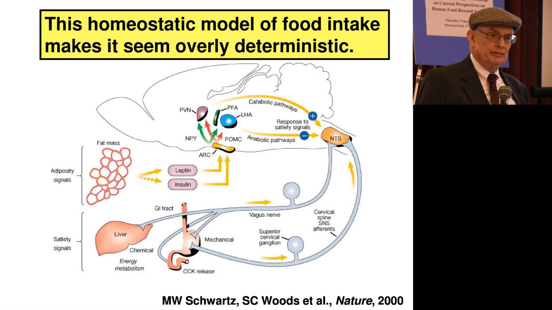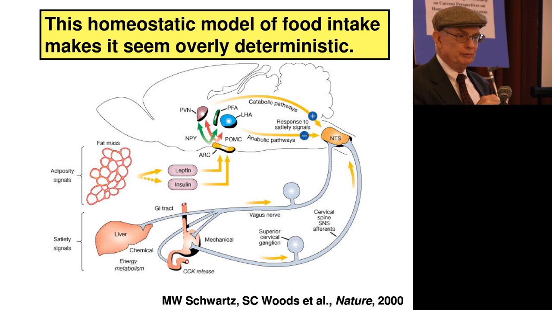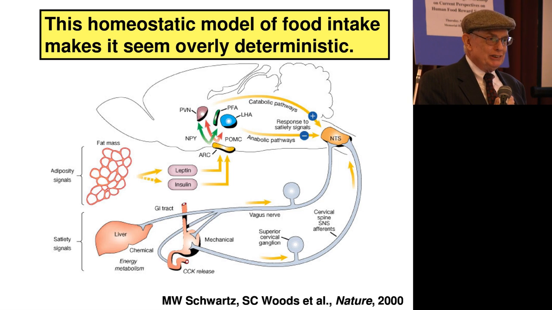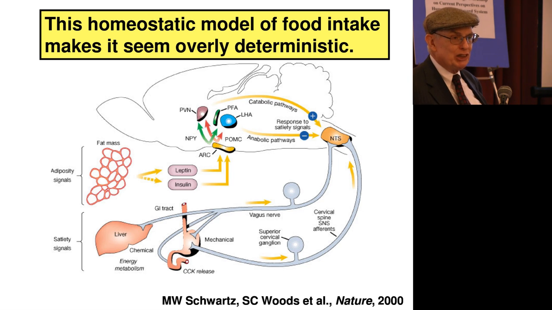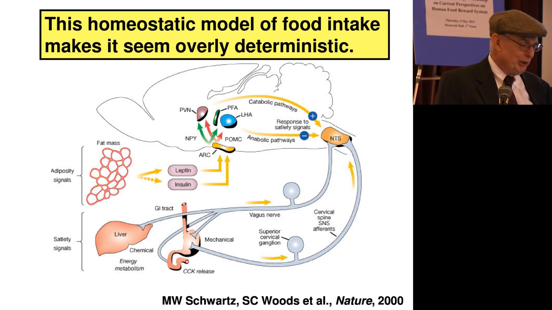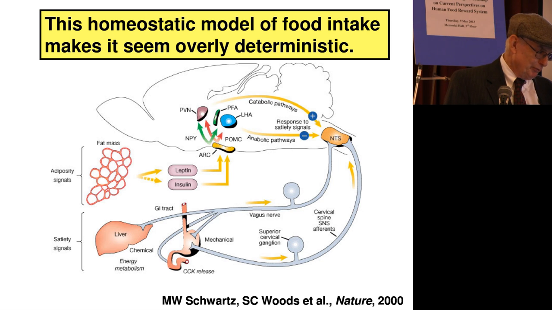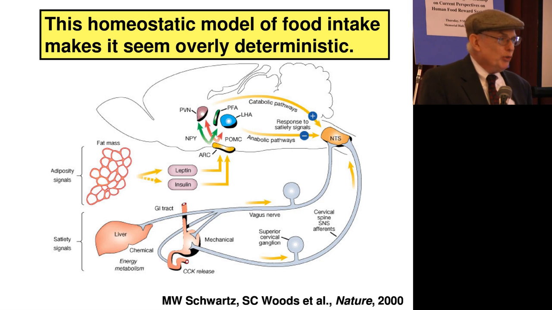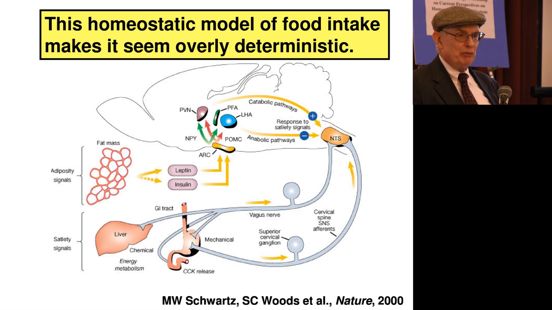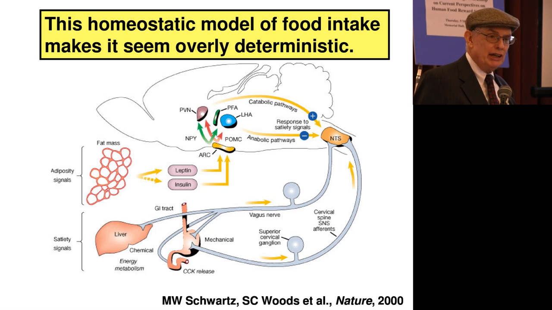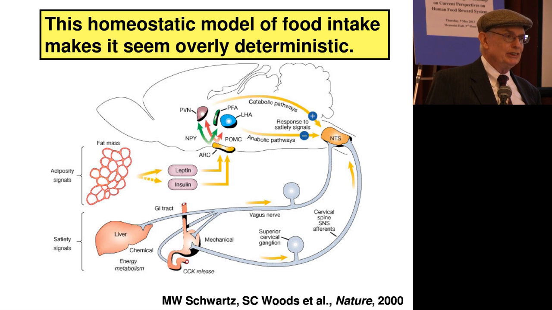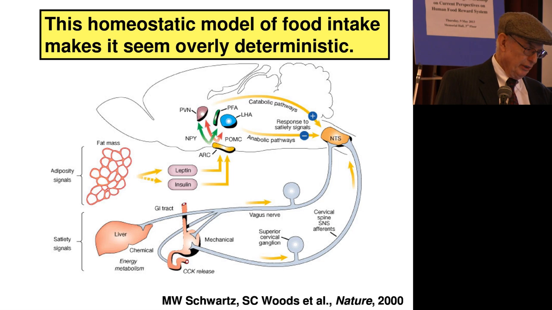I've hung my hat on it for years, even though I don't believe it anymore. And it makes eating and body weight regulation seem very mechanical, like we're robots going around slaves to our insulin and leptin and CCK and so on. And it ignores everything we know about meals and food intake. It just simply doesn't take them into account. These are non-homeostatic influences, and the question is, how does it all get put together?